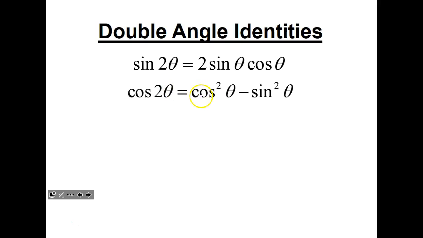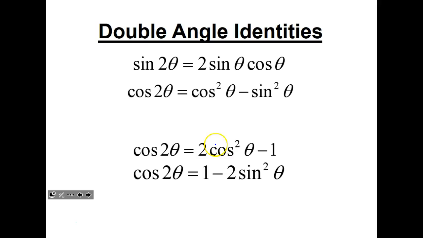Cosine of 2 theta is cosine squared theta minus sine squared theta. This is the one that you have to have memorized for that quiz. However, sometimes it's more useful to use one of these two cosines here. So these will be a bonus on that trig identities quiz if you want to memorize those.